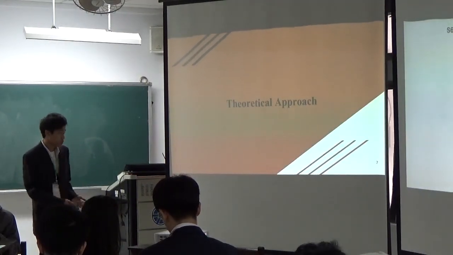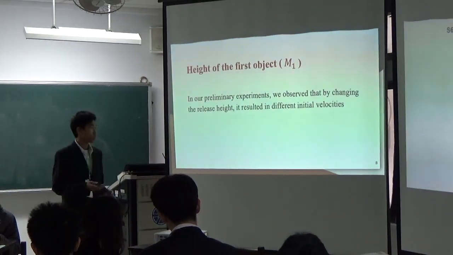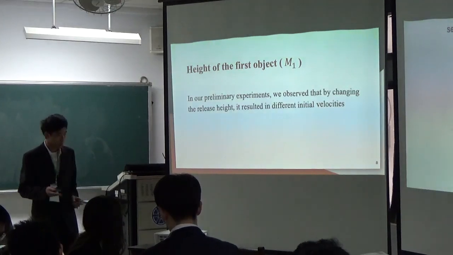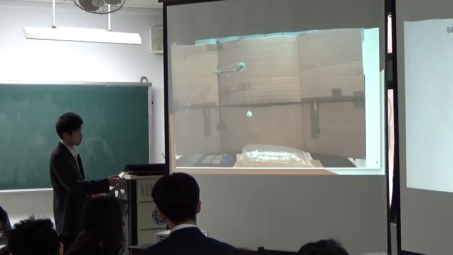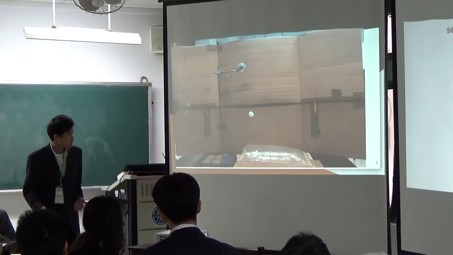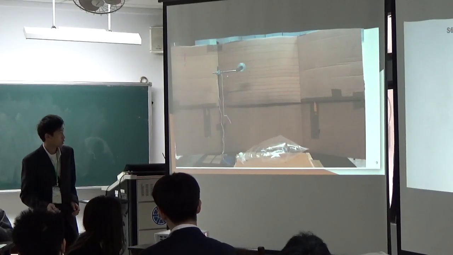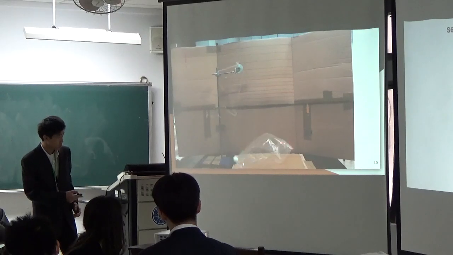So our theoretical approach to this problem. In our initial preliminary experiments, we discovered that if we increase the release height, the exit velocity also increases. So let's take a look at this video. Notice this height right here, and the object is right here. We increase the height on this one. The ball is right here, and the object is here.